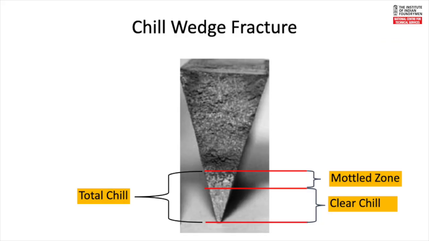I think I have to move a bit faster. This is a picture of an actual fractured wedge, and it shows clear chill and mottled zone. And here is a picture taken out of a paper where they were comparing effectiveness of various types of inoculants for reducing the chilling tendency. I mean, the pictures are self-explanatory. So you can either compare the effectiveness of inoculants, or whether you are using adequate quantity of inoculant or not.